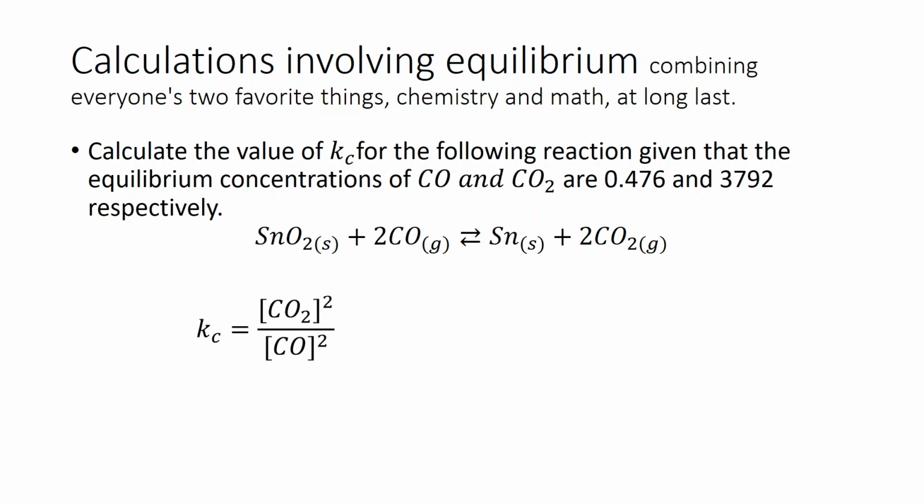So we're going to write our equilibrium expression, and as I said in the last video, we don't have solids in there, so our tin oxide and our tin are not going to show up in our equilibrium expression. To calculate this, all we do is fill in the values from the problem into our equilibrium expression, do a little math, and we come up with a number, 6.34 times 10 to the 7th. Great, easy enough.